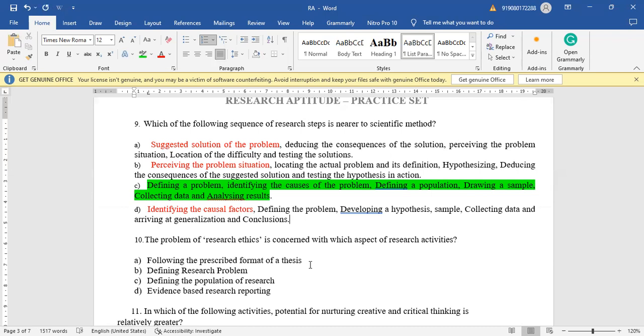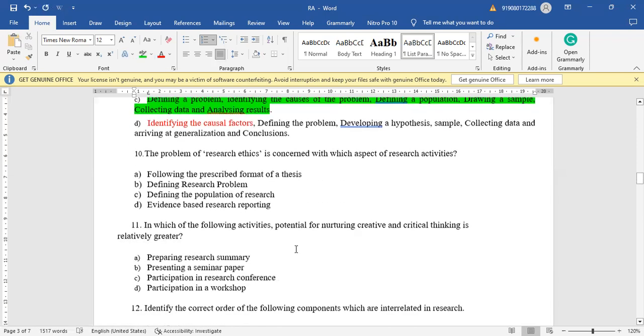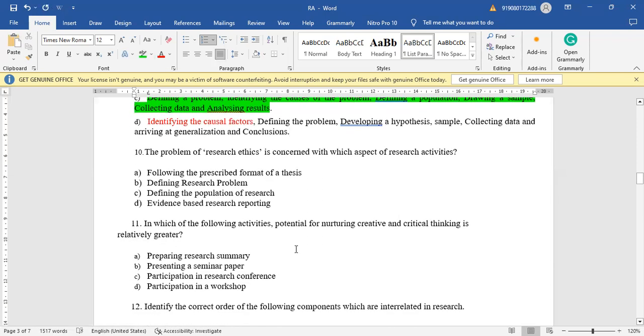The problem of research ethics is concerned with which aspect of research activity? It is the same question, but based on the options. Now the options will change. Evidence-based research reporting again. That is finding, correct? You are finding something, that is evidence, right?